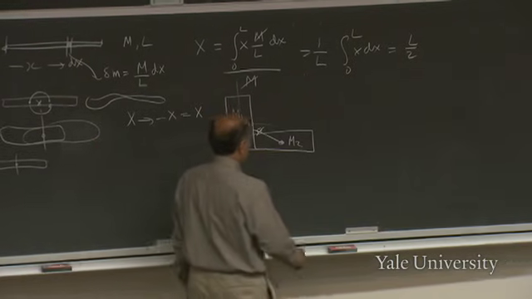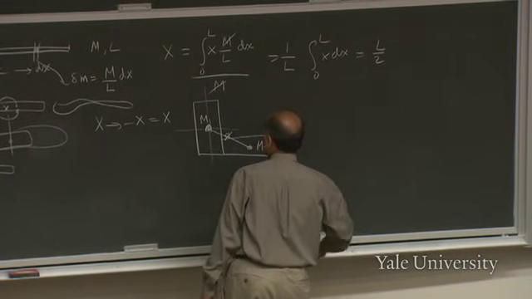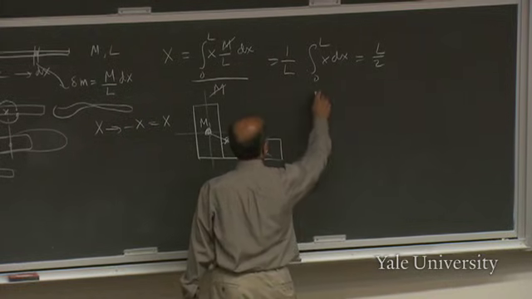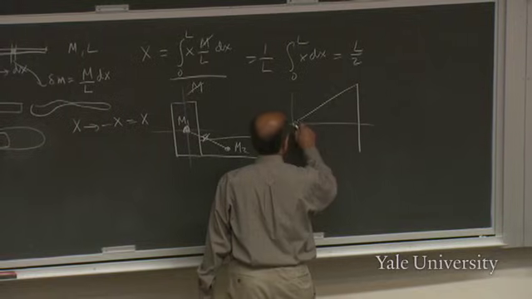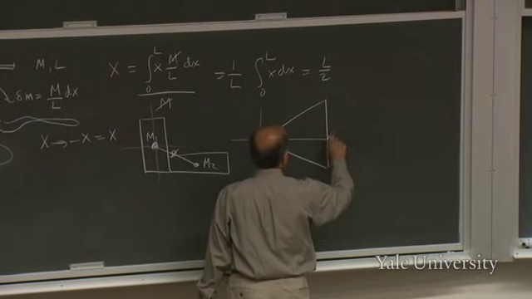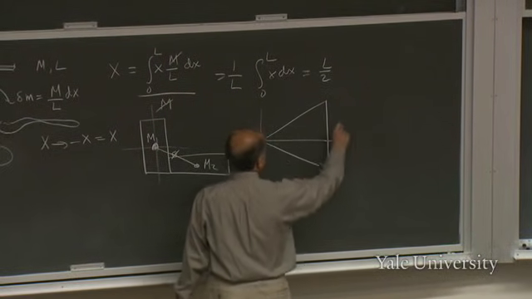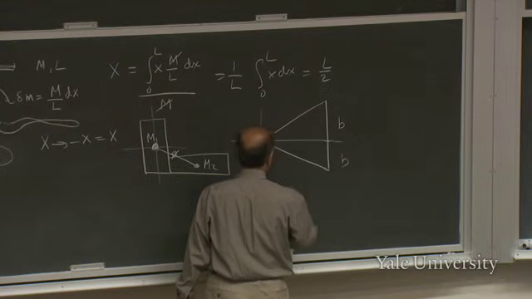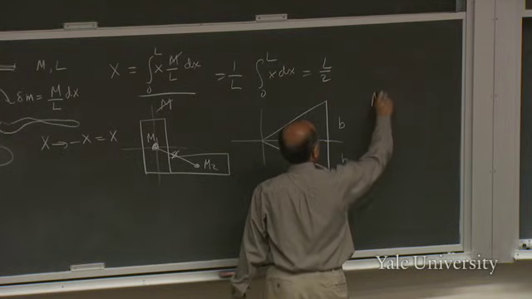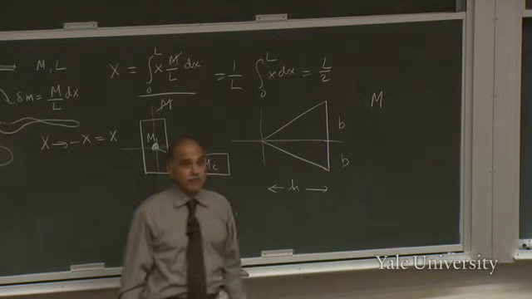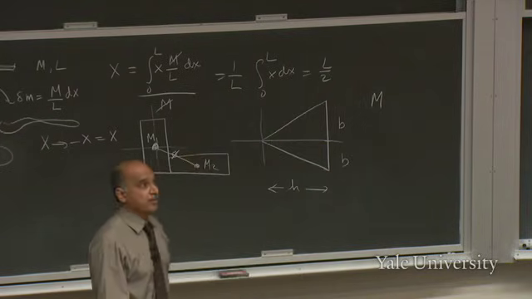Now let's take one more object, then I'm pretty much done with finding these centers of mass. The object I'm going to pick is a triangle that looks like this. It's supposed to be symmetric, even though I've drawn it this way. That is B, and that is B, and that distance is h. Let the mass be m. Where is the center of mass of this object?